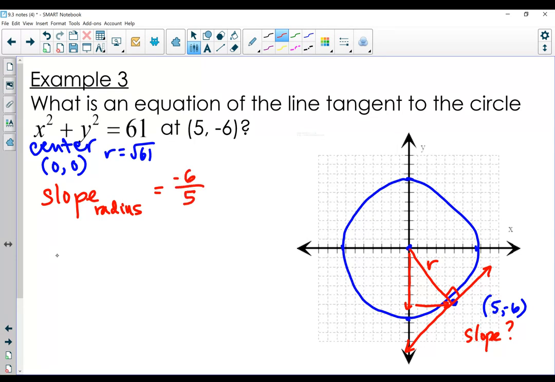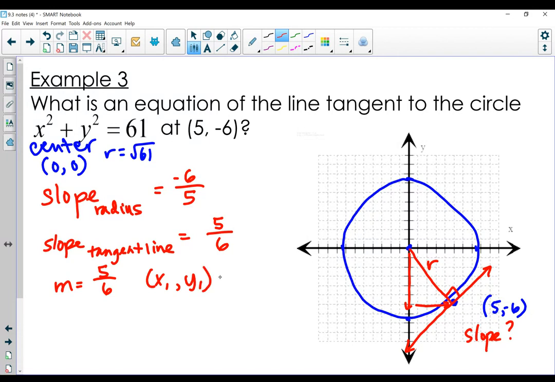So now I need to find the slope for that tangent line. And I'm going to get that by taking the opposite reciprocal because they're perpendicular. So opposite means instead of a negative slope, now I'll have a positive. And when I take the reciprocal, it's going to be 5/6. So now that I have my slope and I have a point, x1, y1 is going to be (5, -6).